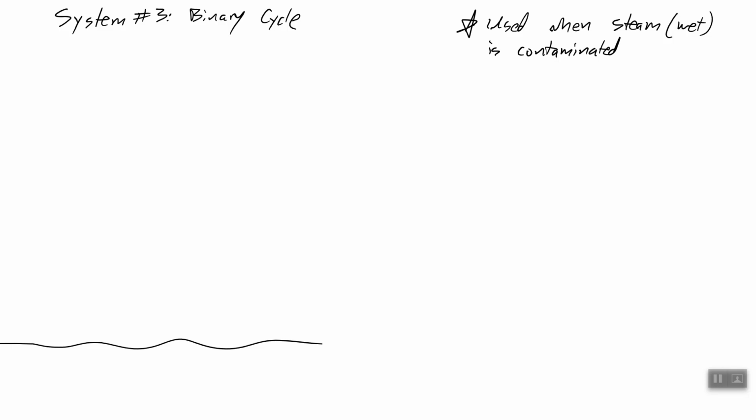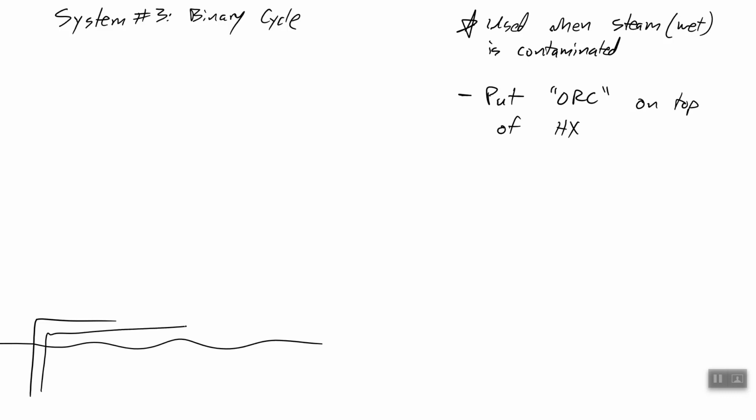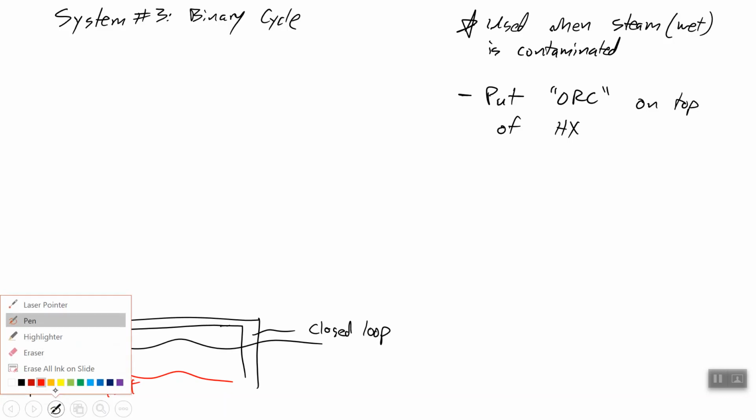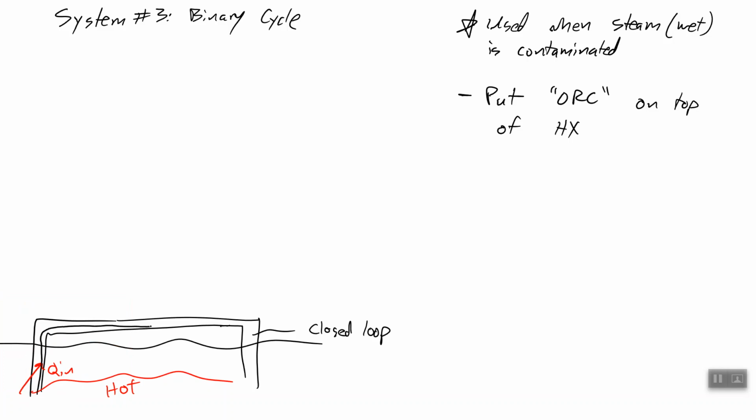performance, then what we're going to do is put an ORC, organic Rankine cycle, on top of a heat exchanger, exchanging heat with the ground and our working fluid. So how this works now is we have a closed loop with the ground. So the fluid coming in from our hot reservoir, so here's our kind of Q in. We've got some fluid that's moving through this pipe and then goes right back in. It never really leaves this pipe, just goes in and out.